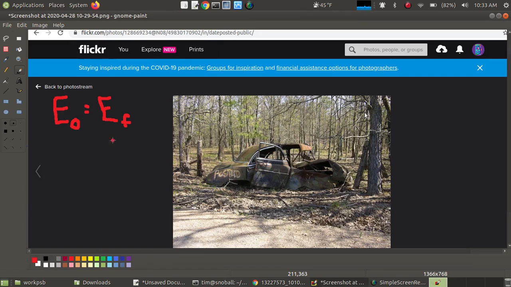So let's try to write it for just the car. And we're not going to worry about the world. We're not going to say sound or heat or anything like that. We're just going to look at the car. What kind of energy did it have originally? Well, it had kinetic. It was traveling. How about at the end? Well, it's not moving, so it doesn't have kinetic.